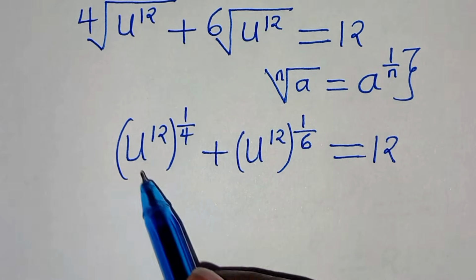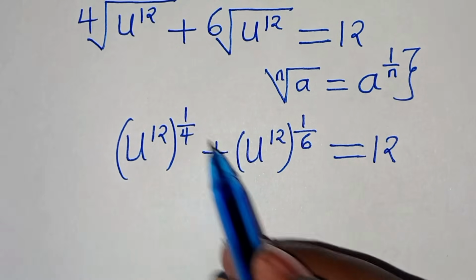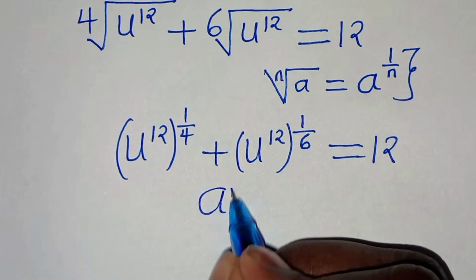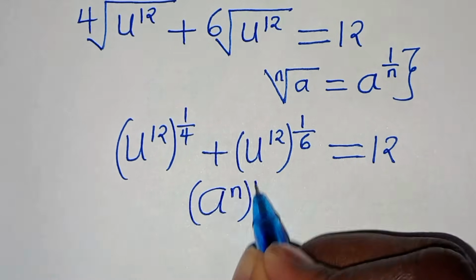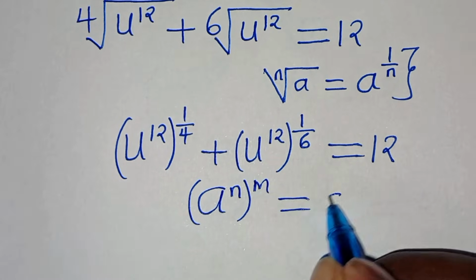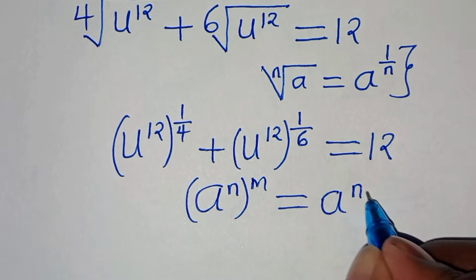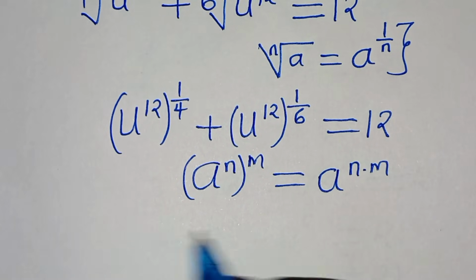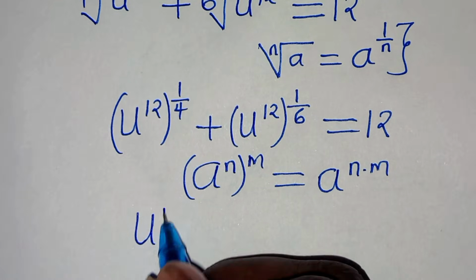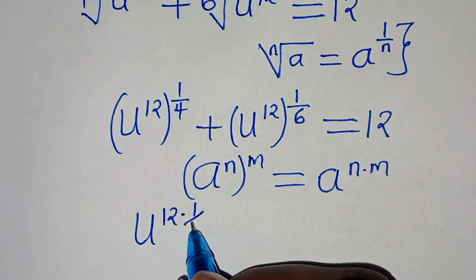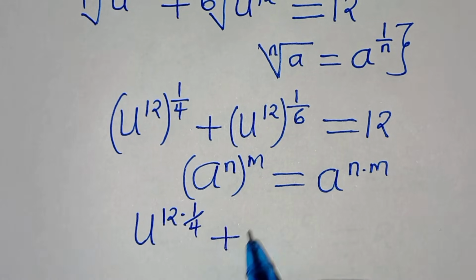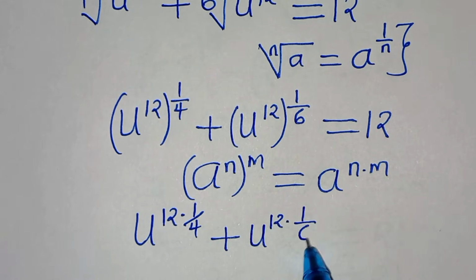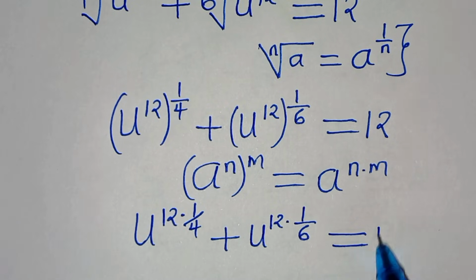The next step is that u to the power of 12 to the power of 1 over 4 and u to the power of 12 to the power of 1 over 6 are in the form of a to the power of n raised to the power of m, which we can express as a to the power of n times m. Applying this exponent property, we have u to the power of 12 times 1 over 4, then plus u to the power of 12 times 1 over 6. This is equal to 12.